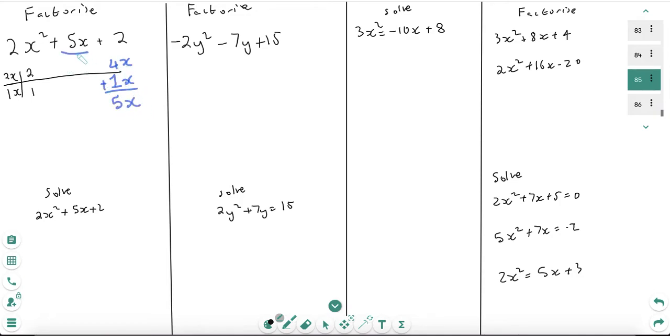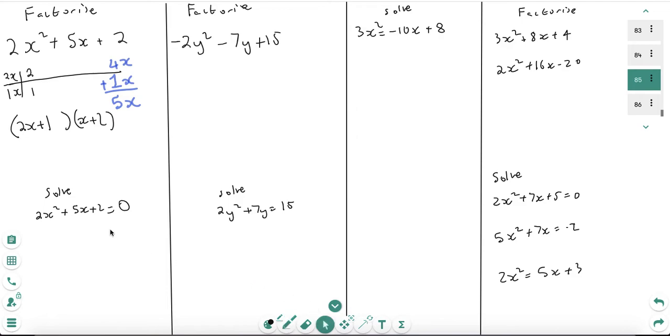Ooh, it matches. All right, so I can draw our two brackets out and combine diagonally. So 2x and positive 1, and 1x and positive 2. We don't need to write 1x. We can just write x and positive 2. And we factorized it.